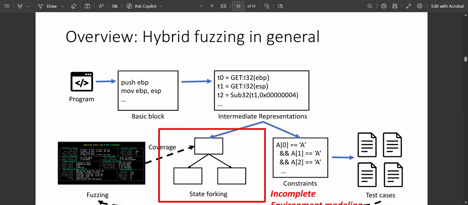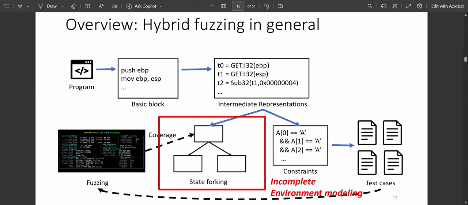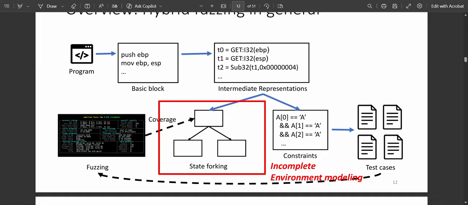Even the state forking creates problems, so to overcome that they use concrete environment modeling to separate the system calls so that the work can be done faster and more effectively.